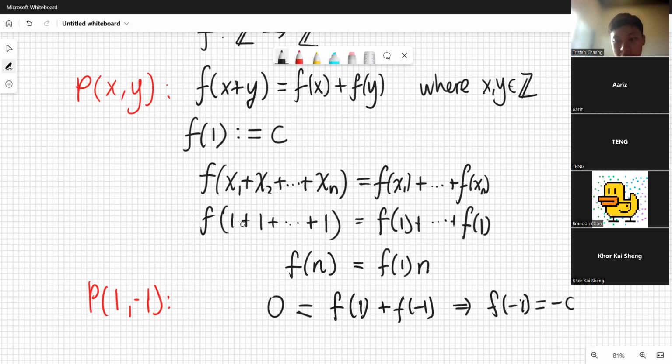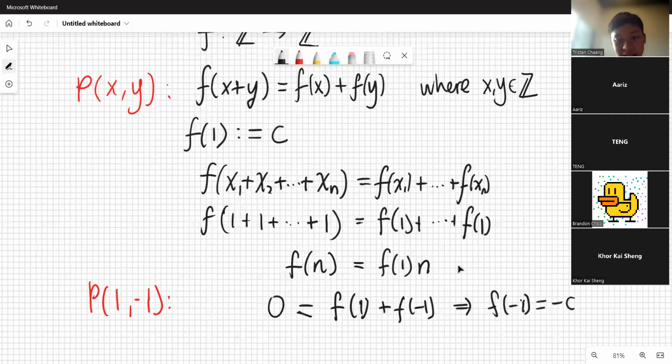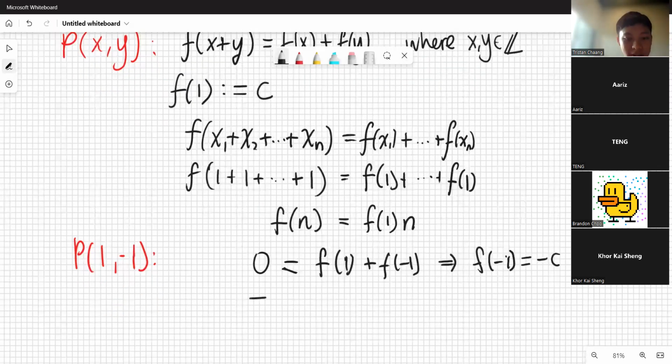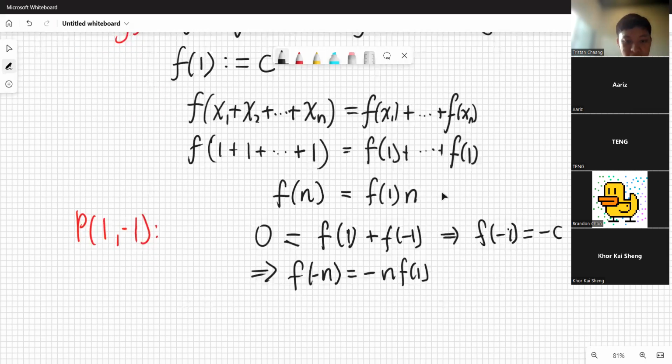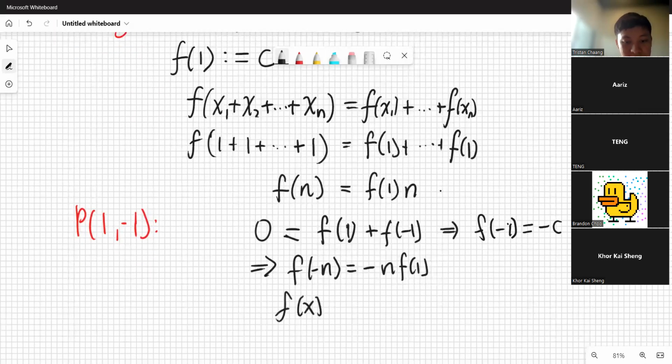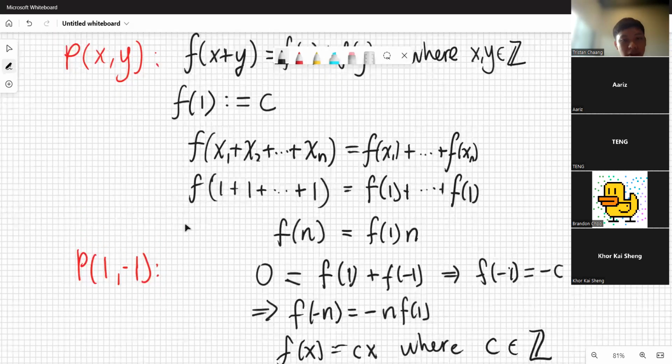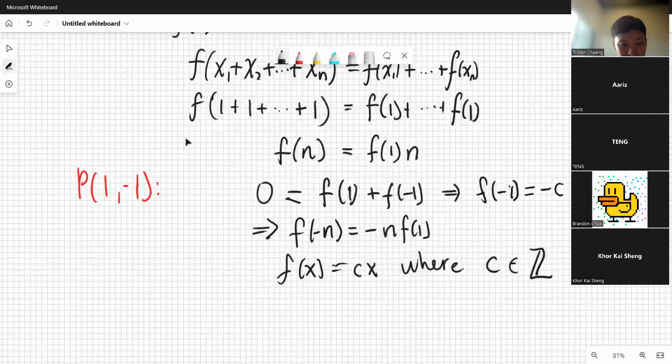And then you can apply the same thing again. Minus 1, minus 1, minus 1. So you get f(minus n) is minus n times f(1), like this. So in fact, f(x) is cx, where c is any integer. Okay, so this is the easiest version of Cauchy's functional equation.